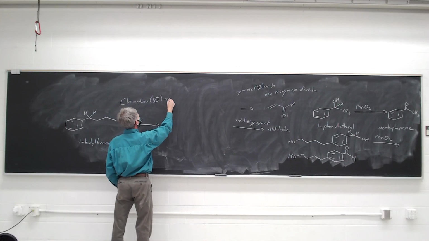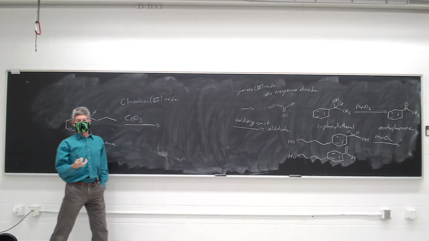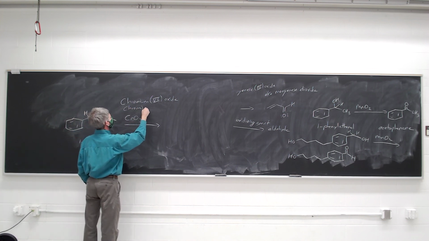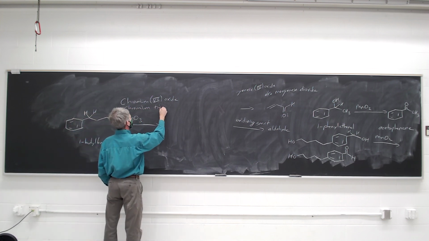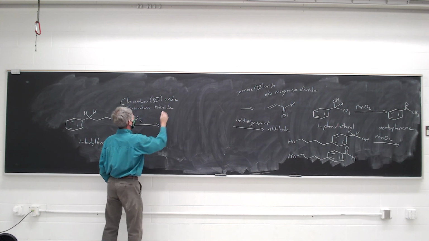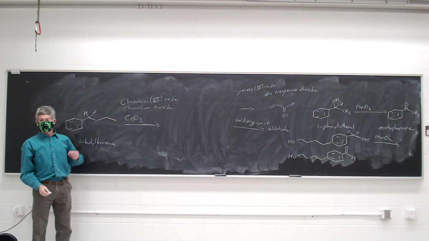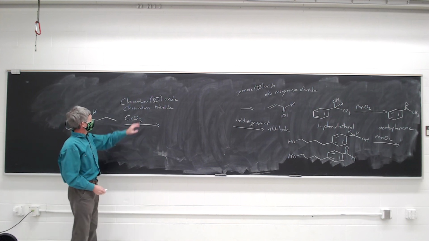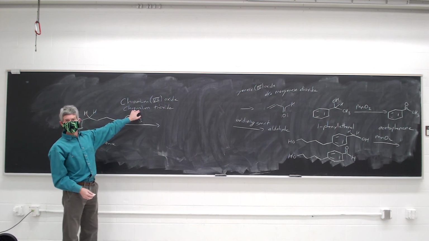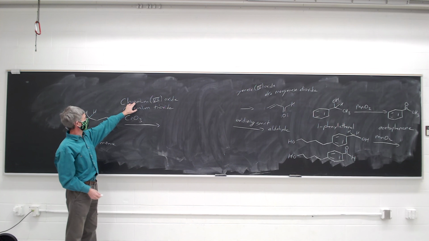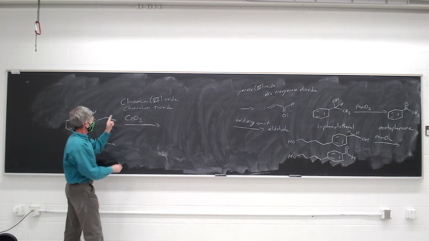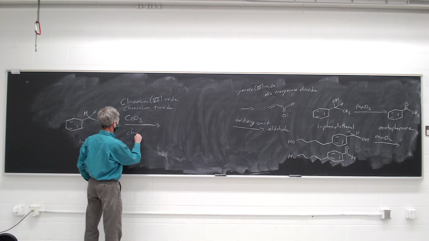Actually, it has three names. It's chromium-6 oxide, chromium trioxide, reflecting the fact that it's actually a covalently bonded compound, chromium in the +6 oxidation state. This is normally the way we name molecular compounds, as opposed to naming ionic compounds. So this isn't really ionic. And it's also referred to as chromic anhydride.